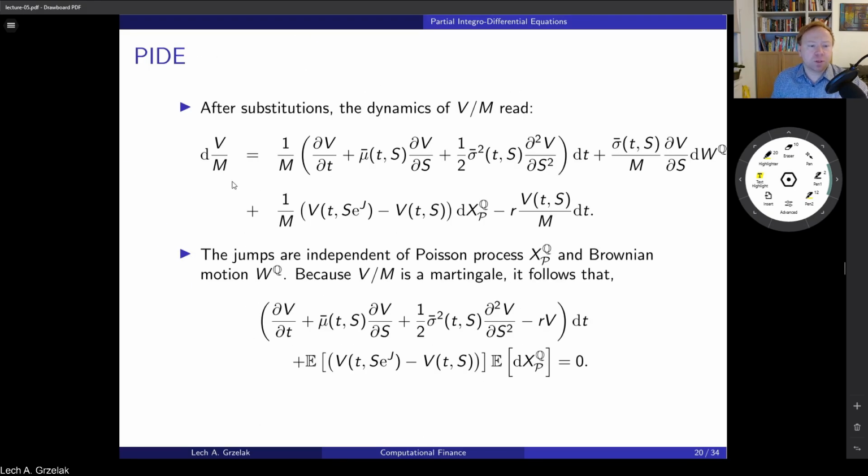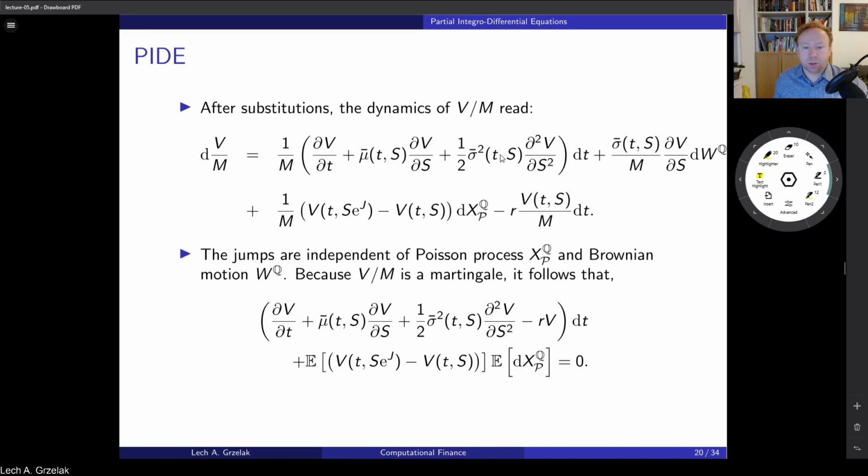In order for this quantity, V over M, to be a martingale, we know that the dynamics of this whole process needs to be equal to 0. This means in expectation it should be 0. So if we take this term, of course, its expectation is equal to 0. We are only left with three terms: the dt term here, and the expectation of this term needs to be 0 too, right? And this is also a dt term.